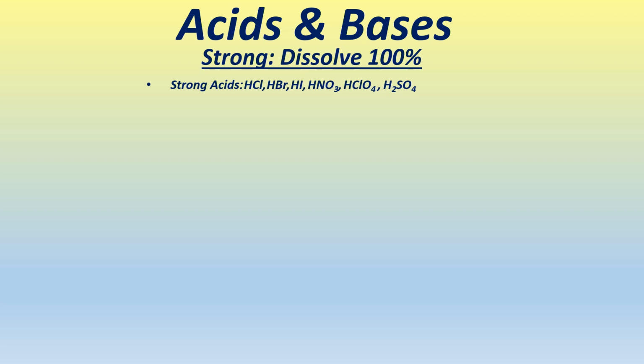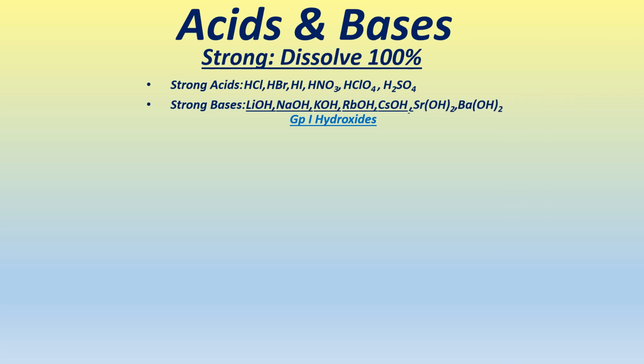Similarly, there are only 7 strong bases that dissolve in water. The 5 group 1 hydroxides: lithium, sodium, potassium, rubidium, and cesium hydroxide, and from group 2, strontium and barium hydroxide. Outside of those 6 strong acids and 7 strong bases, all other acids and bases are weak, meaning they do not dissolve completely in water.